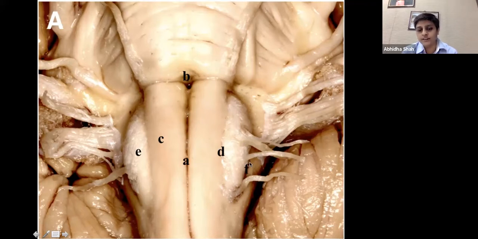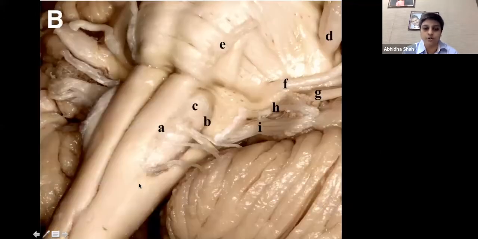This is the posterior lateral sulcus, from which the rootlets of the glossopharyngeal, vagus, and the accessory nerve emerge, which lies posterior to the pyramid, posterior to the olive. So the medulla can be divided into three parts: the anterior part, the lateral part, and the dorsal part.